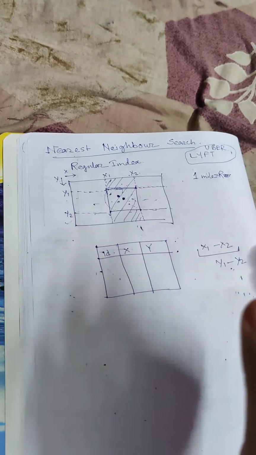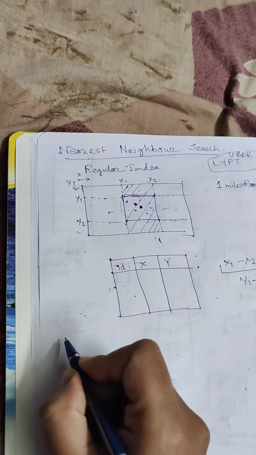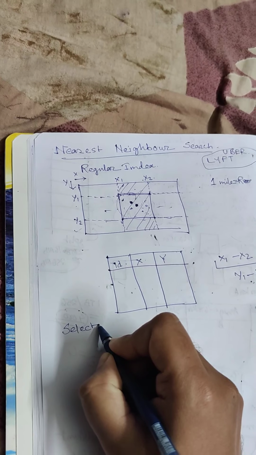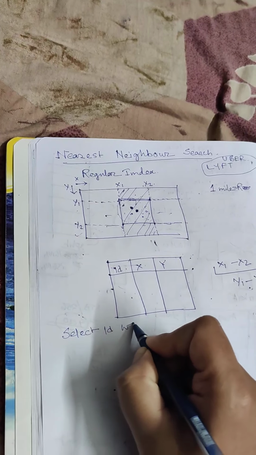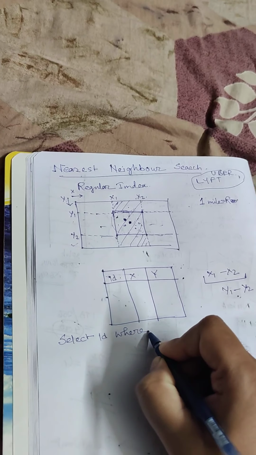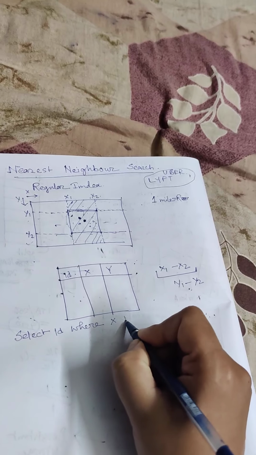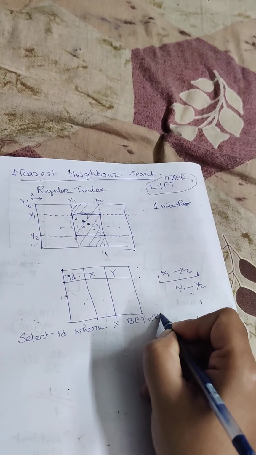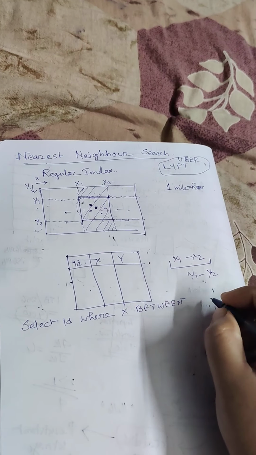Okay, so let me write down the SQL query which you can write over here. You can write select, and you want the id of those where your x is between x1 and x2, right?